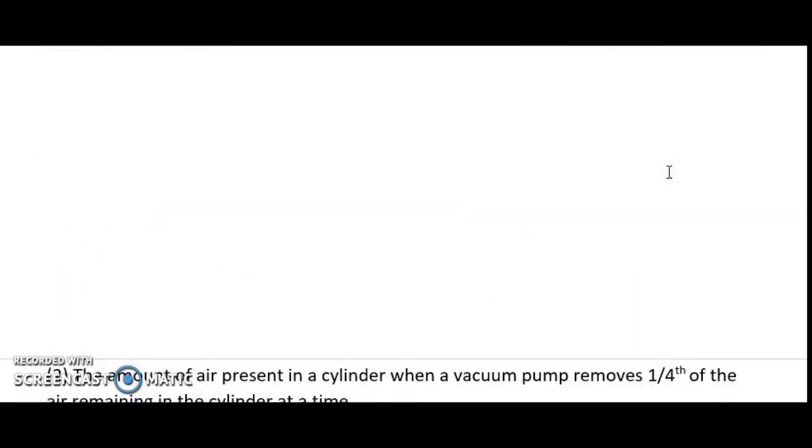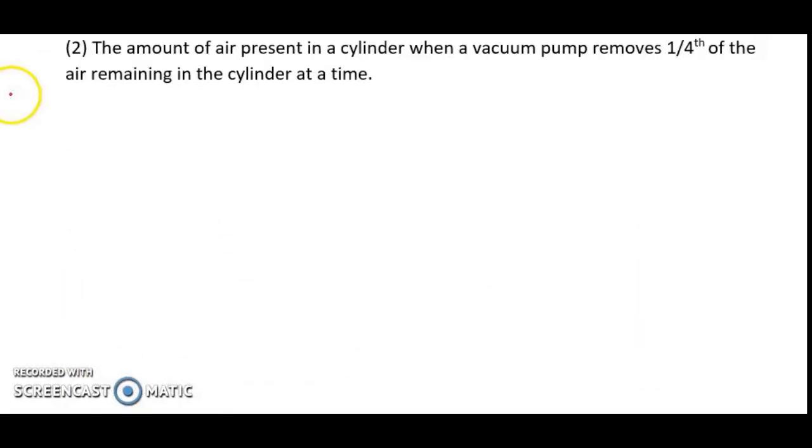Same way, let's solve one more problem. See the second question here: the amount of air present in a cylinder when the vacuum pump removes 1/4 of the air remaining in the cylinder at a time. So, very interesting question this is. If you assume that at the starting of the time, the amount of air present is x, so we can say that the first term is x.